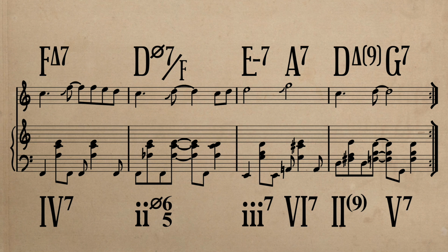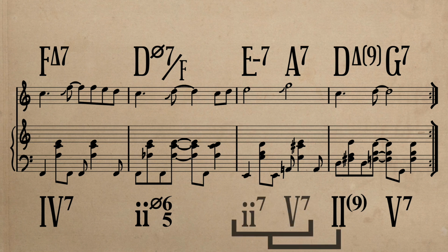Looking at the progression as a whole, we can opt to relabel E minor 7 and A7 as a 2-5 relative to D major, which, unlike the previous section's progression of G minor 7 to A7, does not necessarily imply a minor quality chord being built from D.